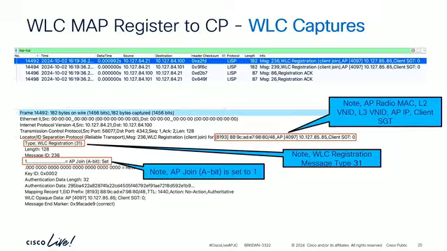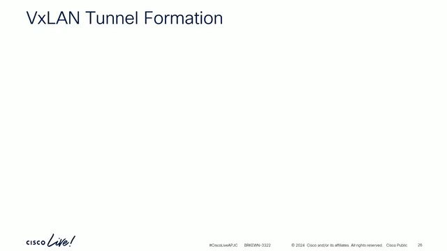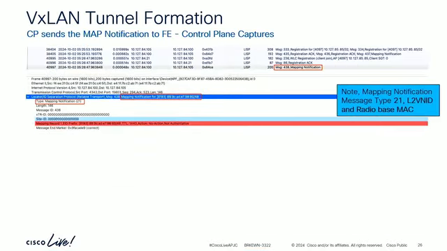In some Wiresharks, we may not have the required dissectors. In that case, you may see this as WLC registration, type 31, okay? This may not get resolved as WLC registration, but just type 31. And one more important point, AP join would be set to 1 in this case. Once that is done, the CP receives the map register with the base radio MAC, and once it gets that, it just sends the map notification to the Fabric Edge. Here we can see the message type 21 with the radio base MAC address.